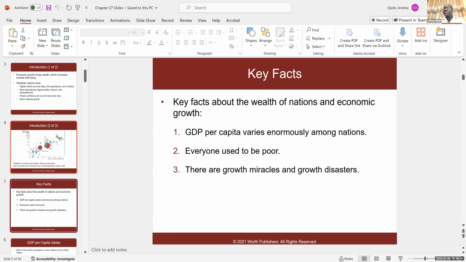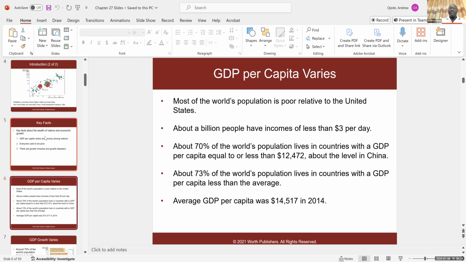And then we also have growth disasters, countries that started off as wealthy nations but have since regressed to be poor. A classic example is Argentina, and countries like Nigeria. Okay, so I'm going to show you some of the interesting numbers in a few minutes here.